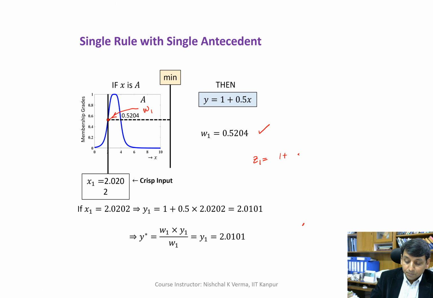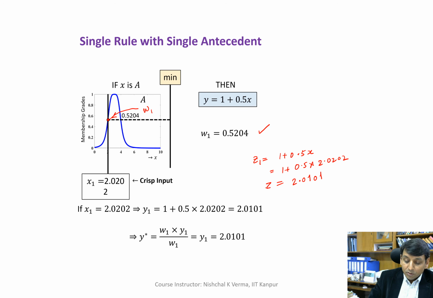0.5 x. X we already know because we have applied this, so 1 plus 0.5 into 2.0202. So this way we get the total here as 2.0101.